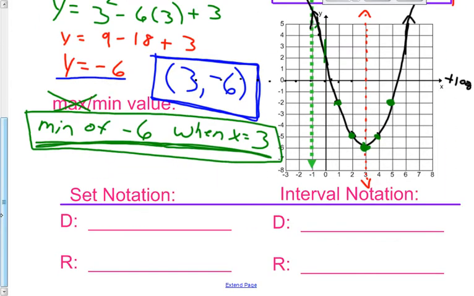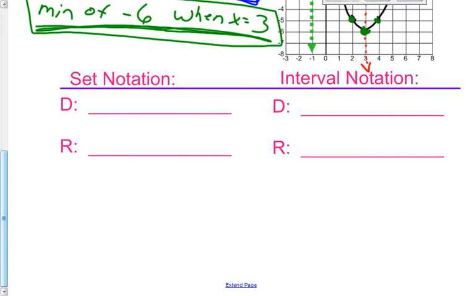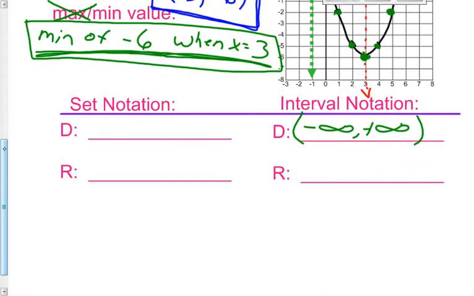So for your domain, I always like to start off with interval notation first. Your domain would be negative infinity to positive infinity. And remember, negative infinity and positive infinity always have the parentheses around them. So what would the domain be for set notation? It is all of the real numbers. So you say x such that x belongs to all real numbers. You're going to have the squiggly bracket over here and the squiggly bracket over here.